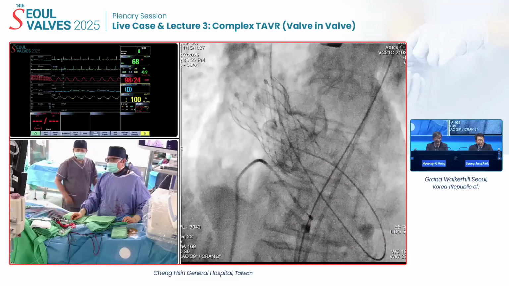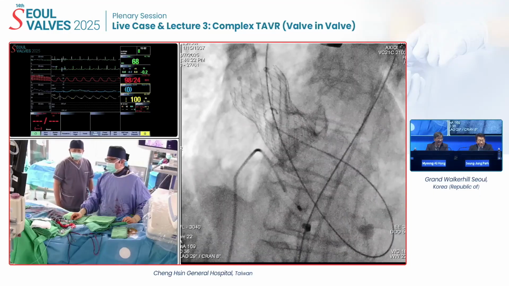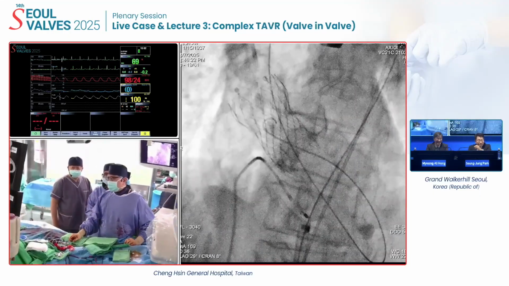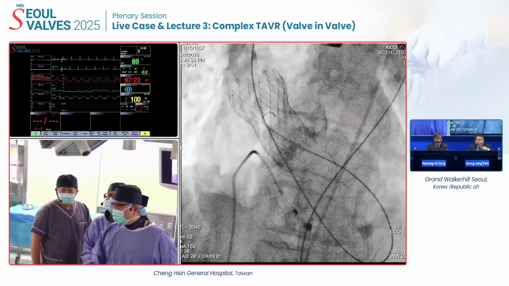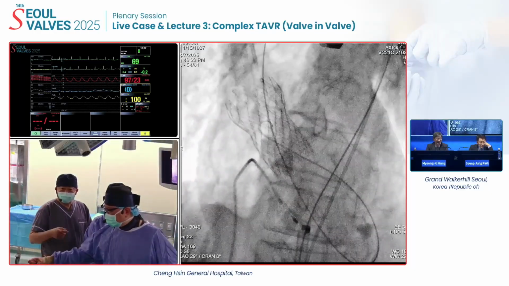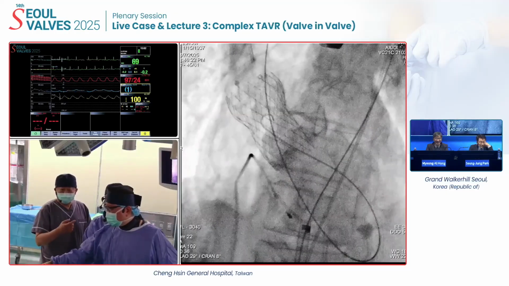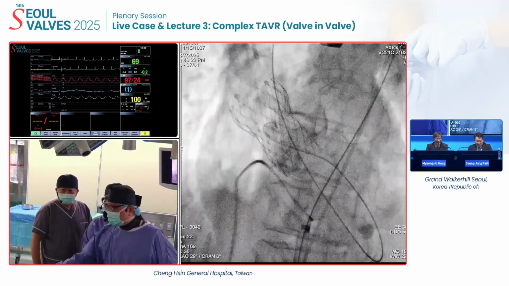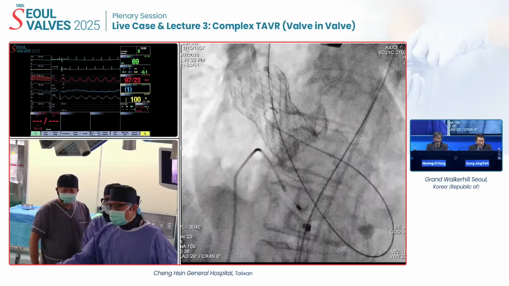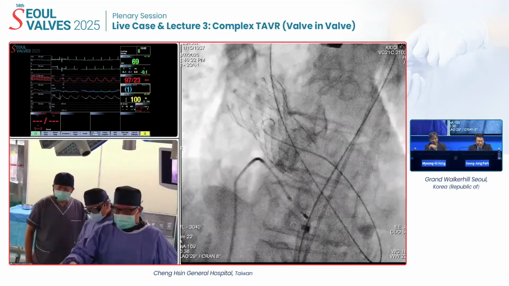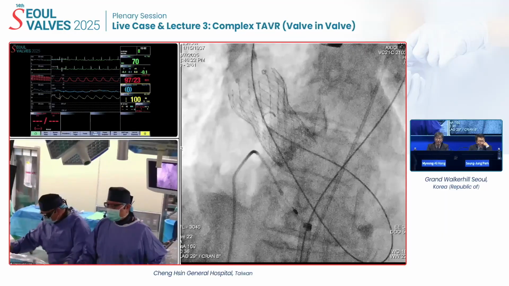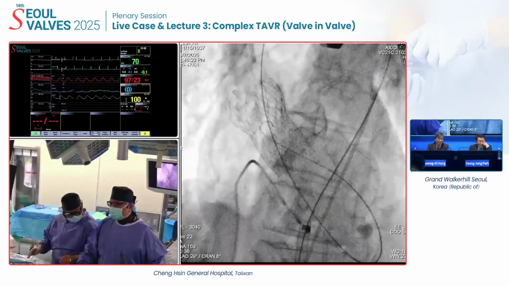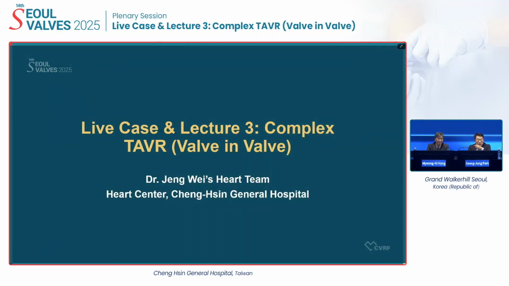Okay. It's an honor to be invited to join the SEOUL valve, and we're going to present a complex valve-in-valve case, which is TAVR in TAVR. The case will be done by Dr. Wei-Hsian and Dr. Yung-Tsai. Yung-Tsai will present the case for you. Okay, thank you for your contribution. Would you please show the case, Dr. Tsai? All right. There's a live case.